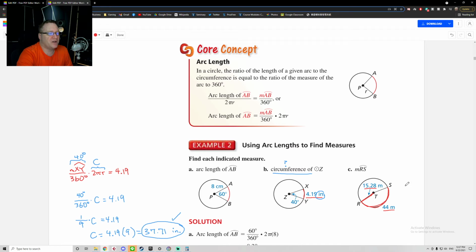And we want to find what is the measure of the arc. So what are we looking for? The measure of the arc is this angle. We want to know what is that angle. Well, again, let's come up here.